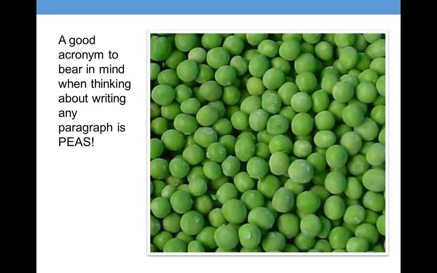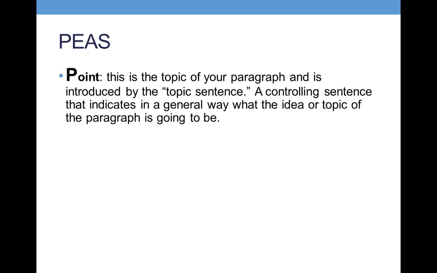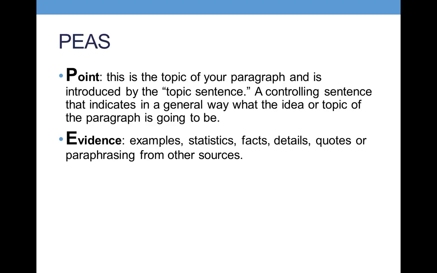A really good acronym to bear in mind when thinking about writing paragraphs is PEAS. The P is point, the topic of your sentence, often suggested by your topic sentence or controlling sentence, which indicates what the idea of the paragraph is going to be. E is for evidence. This is where you'd include your statistics, your quotations, your paraphrasing, your details from other sources.